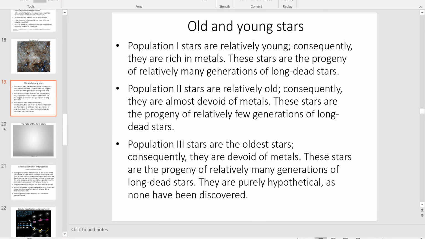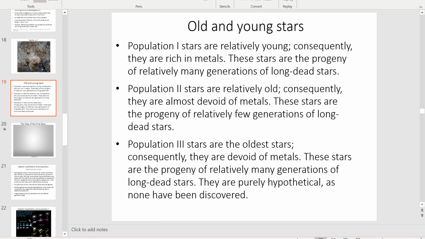Let's talk about old and young stars. As I promised earlier, I will tell you which stars contain relatively large amounts of metals and which are metal poor. We divide stars into three populations. We have multiple ways, as you now realize, of categorizing stars. The main way is via the O through M classification scale, which is really a temperature scale. But we have this way as well of categorizing stars, which is based on their age.